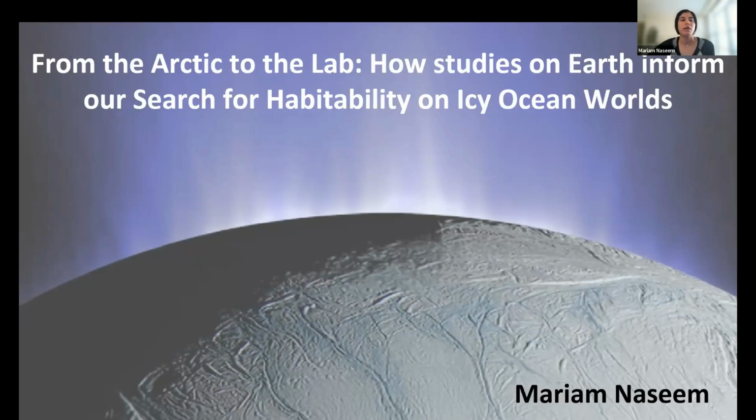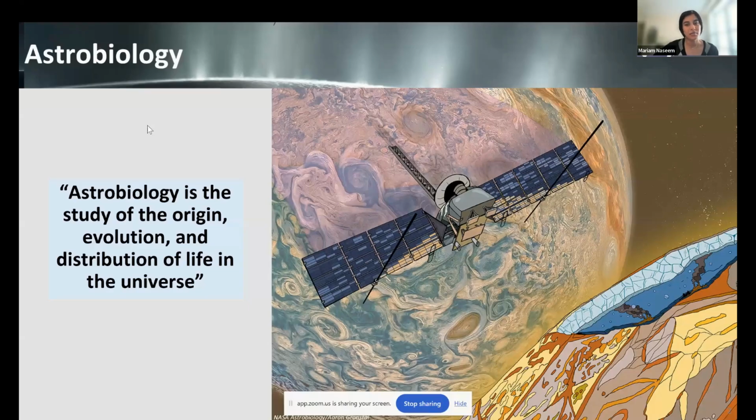Okay, there we go. So the topic today, I'll be talking about some fieldwork and lab analog studies that our group has been doing, and how this might inform thinking about habitability on icy ocean worlds. The overarching theme of my work is astrobiology, which is the study of the origin, evolution, and distribution of life in the universe. This is a very broad category, but within that, there is the search for habitable locations where life may exist beyond Earth, because today we only have one sample size of where life exists in our entire universe, as far as we know, Earth.